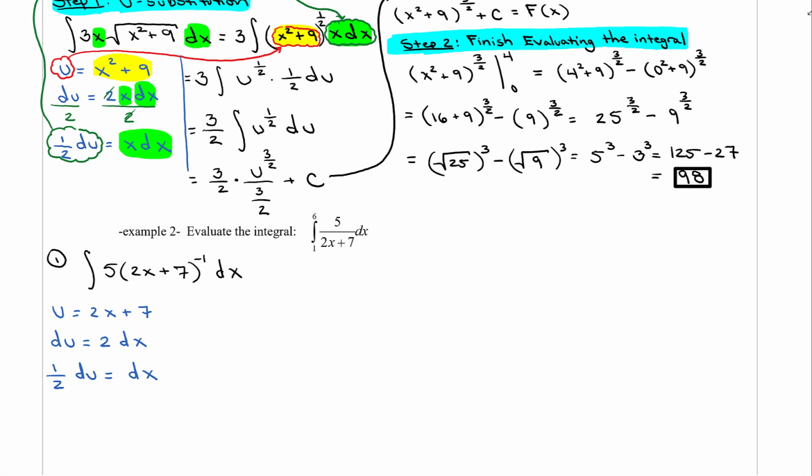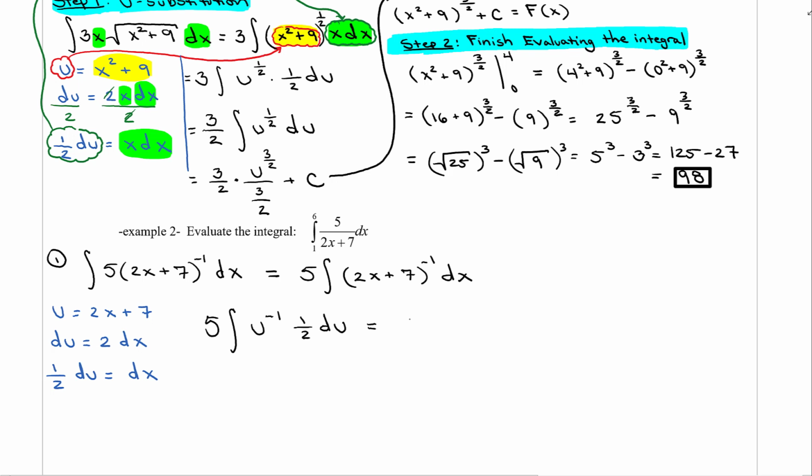So now I'm going to say this is equal to, I'm going to factor out the 5. So I'm going to have 5 times the integral of (2x + 7) raised to the -1 power dx. So now we are ready to substitute and do our change of variables. So this is going to be 5 times the integral of u raised to the -1 power times 1/2 du, which is equal to 5/2 times the integral of u raised to the -1 power du.